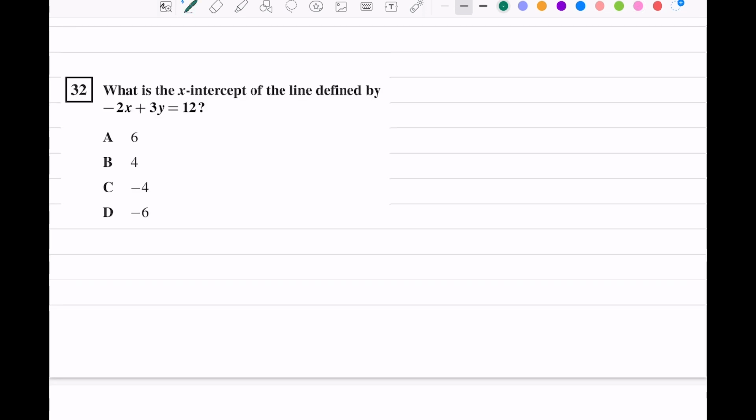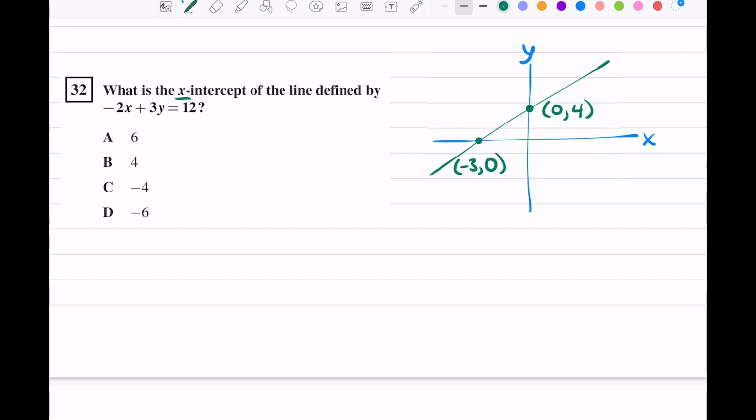What is the x-intercept of the line defined by negative 2x plus 3y equals 12? So now we're talking about the x-intercept. So what is that? We said that our y-intercept is where the line crosses the y-axis. Well, our x-intercept is where the line crosses the x-axis. We said our y-intercept has an x-coordinate of 0, and then some number for the y-coordinate. Our x-intercept has some value for the x-coordinate, and then 0 for the y-coordinate.